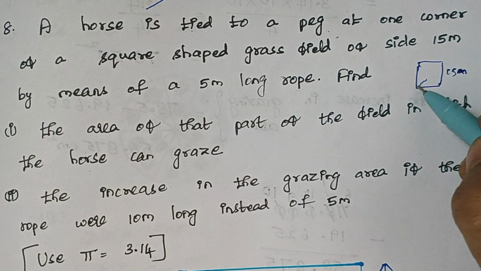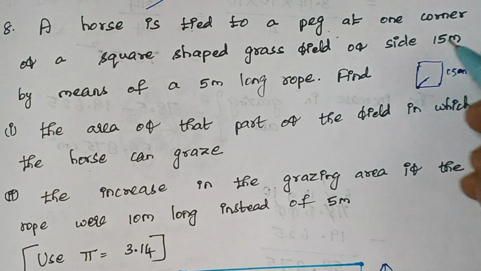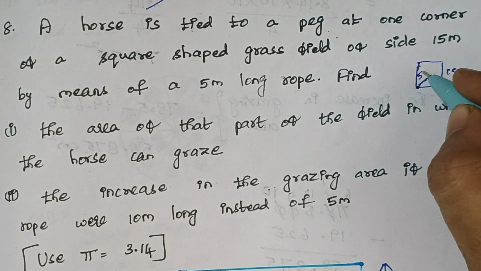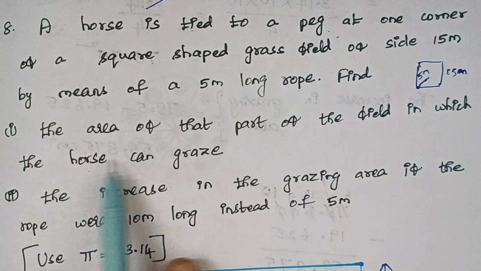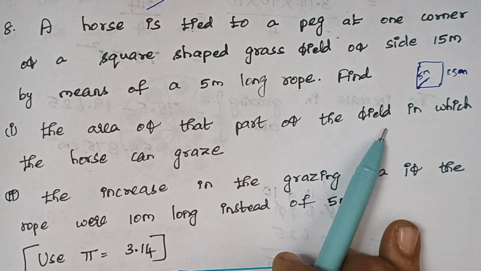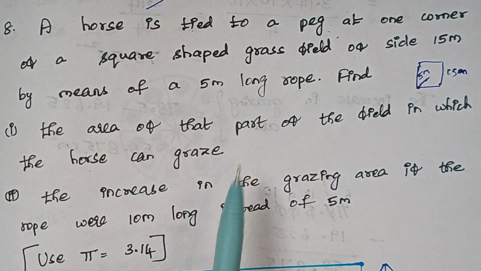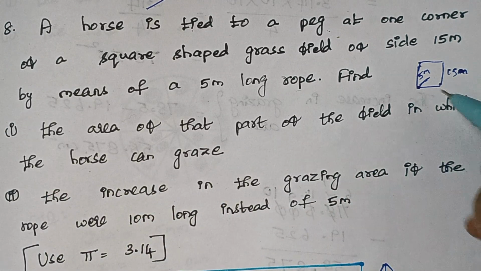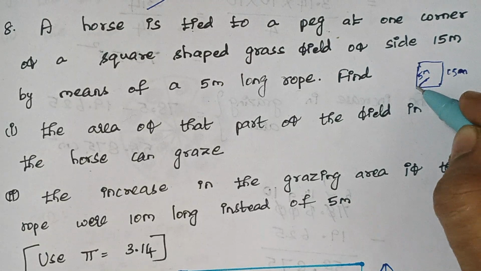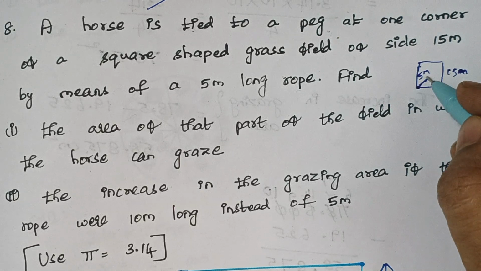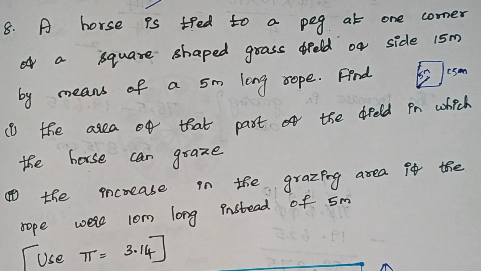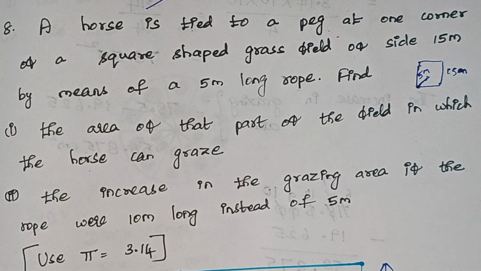So what is the length of the rope here? Here the length of the rope is given as 5 meters, right. So we have to find the area of that part of the field in which the horse can graze. Right. So here you see this is the peg to which a horse is tied, and the length of the rope here is 5 meter. Right. So what is the area the horse can graze?